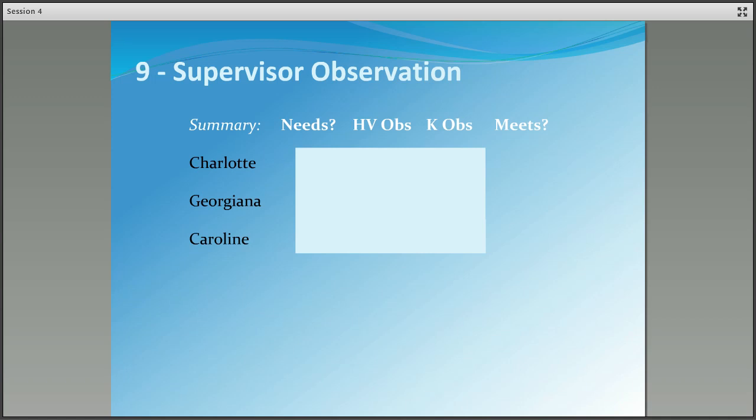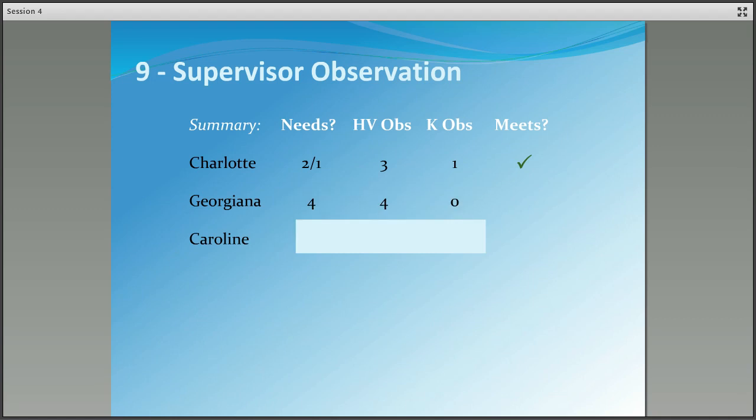All right, so overall, for our 3 workers at this program, let's see what each of them needs and how many observations of each type they have and whether or not they meet the standards. Charlotte is a dual role worker. She's done both home visits and assessments in the past year, so she needs 2 home visit observations and 1 assessment observation. She has 3 home visit observations and 1 assessment observation, so she meets the requirements.